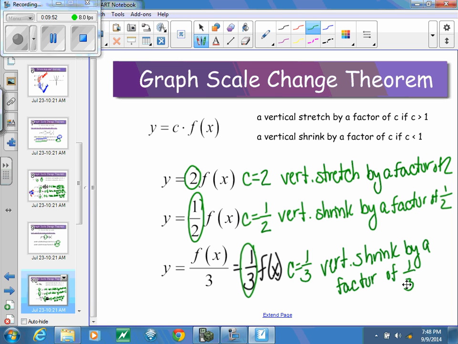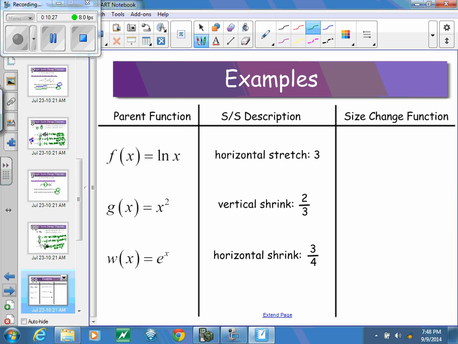So hopefully as we've been going through some of this, you've noticed that all the inside changes are really the opposite of what's happening. So when we were doing our translations and we were moving something to the right, instead of seeing x plus 3, we saw x minus 3. It was the opposite. Same thing here with the scale change, and when you have the inside, it's the opposite. So when you see 3 times, you're actually doing the opposite of that, which is going to be your reciprocal. So let's look at a couple examples just to help bring this whole idea home.